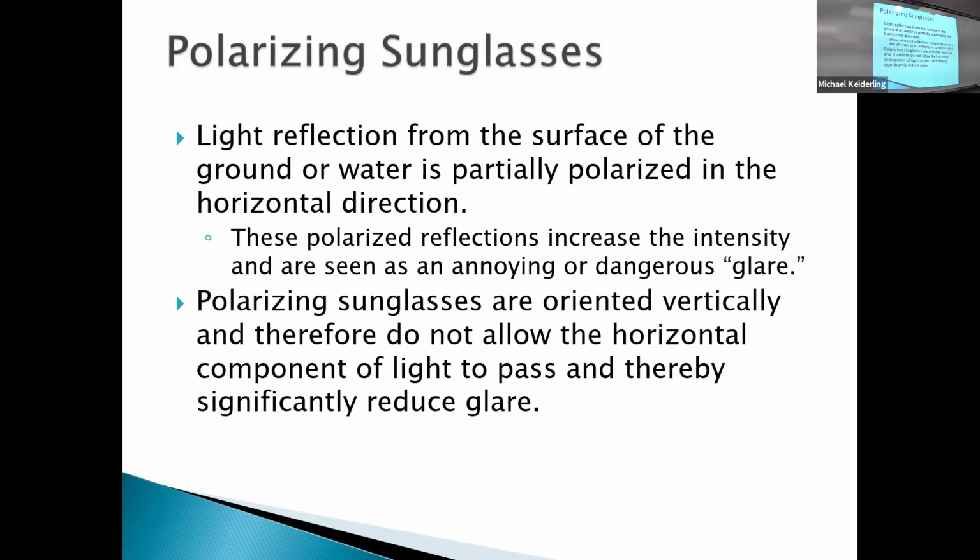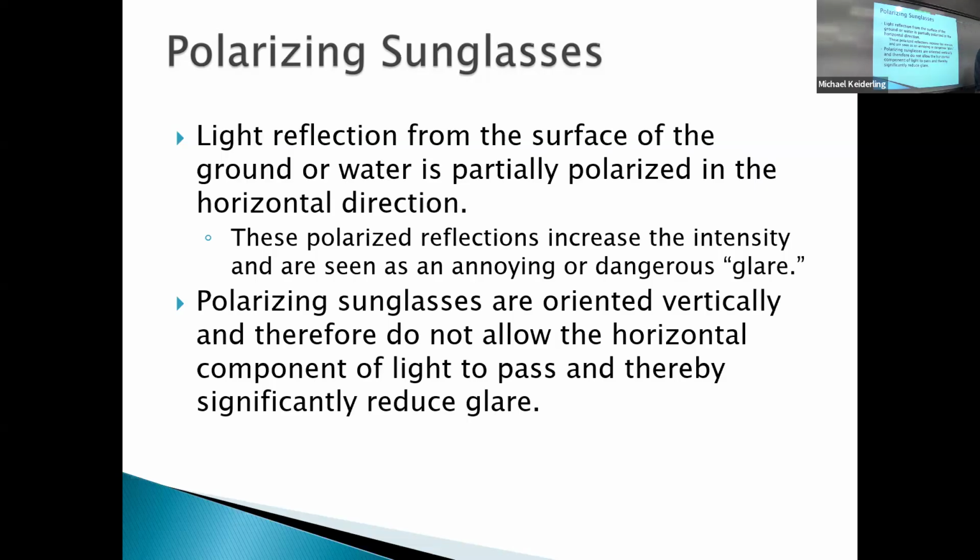And one of the reasons we use polarizing sunglasses is, well, one, it cuts out half the light, but when light reflects off of a surface, it tends to be horizontally polarized. So when you get very sharp, bright reflective glare, that tends to be partially polarized in the horizontal direction. And these polarized reflections increase the intensity and are often seen as annoying or dangerous glare, reflecting off a road or a car or something.